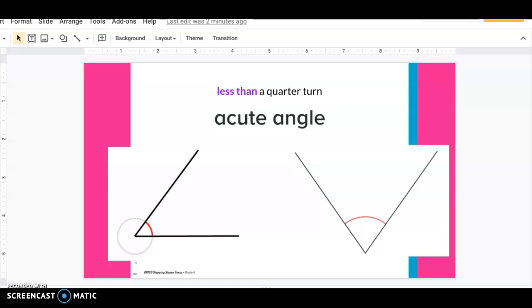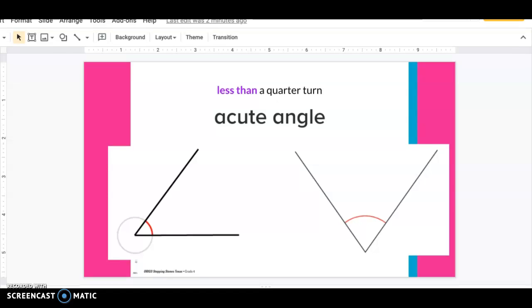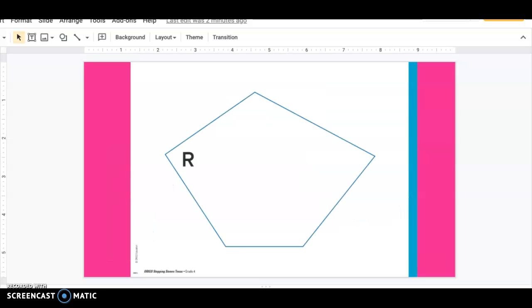So an acute angle, like mentioned in the video, is less than a quarter turn. So it's less than 90 degrees. How many degrees can an acute angle measure? What do you think? If a right angle is 90 degrees, what's the smallest or largest that you think an acute angle can be? On this shape, I want you to point to which ones you think would be acute angles. The R's are labeled by right angles. So we'll come back to the shape again. There's only one right angle in this polygon.